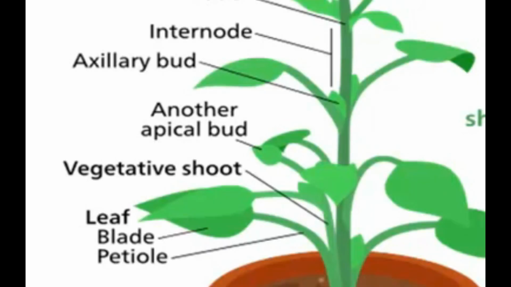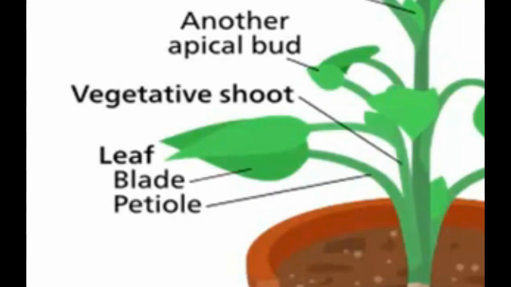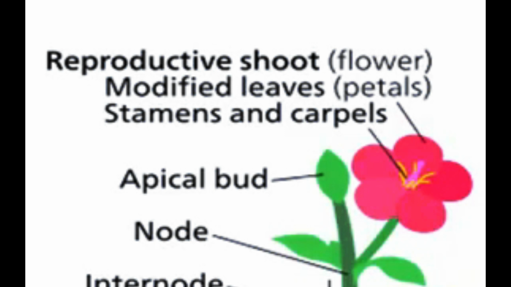Axillary buds are formed in the axil of a leaf. When they develop, the plant is much fuller. The leaf is the primary photosynthetic organ and is made up of the blade and the petiole, which is the stalk that attaches the organ to the stem. The flower functions as the reproductive organ, the floral parts being the sepals, petals, stamens, and carpels.